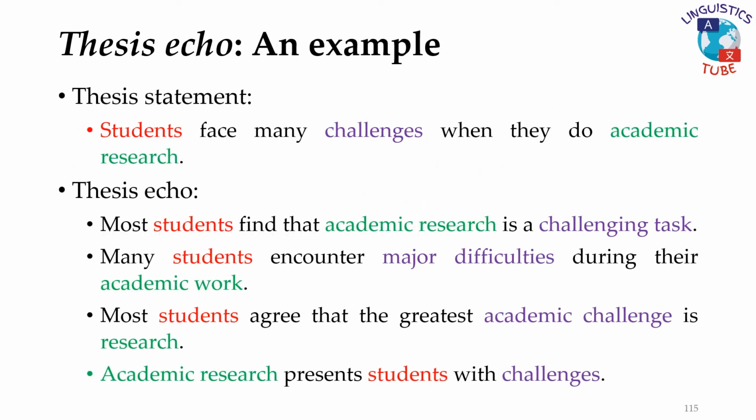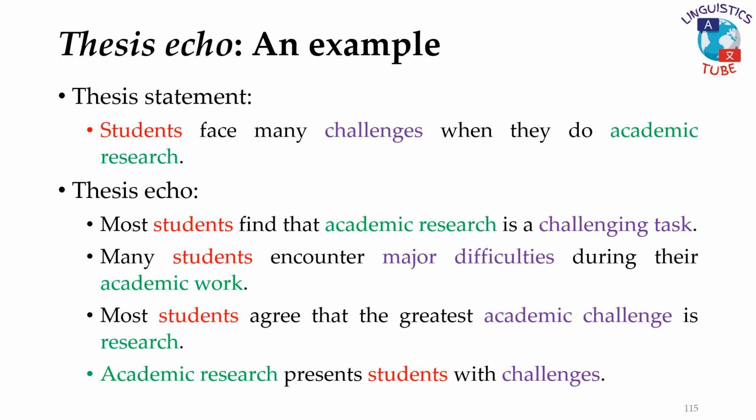Our topic for this example is students face many challenges when they do academic research. I have identified that there are three important parts: students, challenges, academic research. I have written 4 thesis echoes. I'll read them now. Most students find that academic research is a challenging task. Many students encounter major difficulties during their academic work. Most students agree that the greatest academic challenge is research. Academic research presents students with challenges.